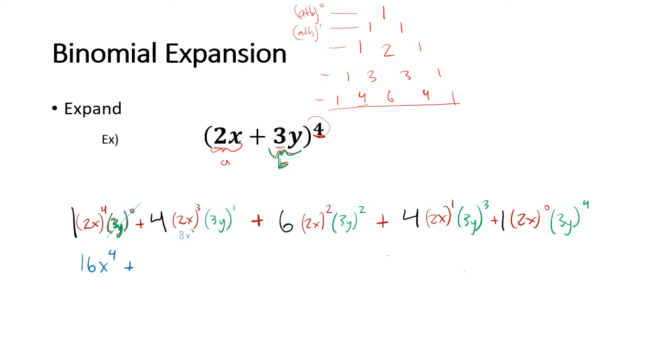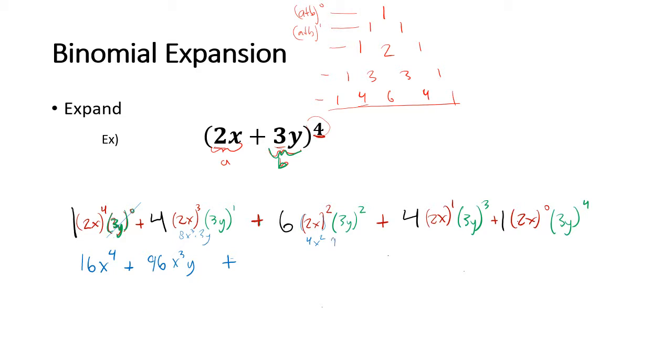And then 3y to the 1st is 3y. So what is 8x cubed times 3y? Well, it's 24x cubed y. Then all we have to do is say, what is 24 times 4? It's 96x cubed y. Okay, next. 2x squared is 4x squared, right? It's 4x squared. 2x quantity squared, that's the same thing as saying 4x squared.